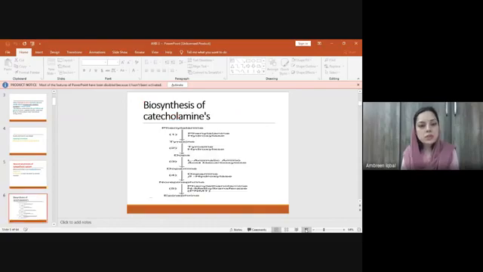Now comes the biosynthesis of catecholamines. Catecholamines are derived from a compound named tyrosine. Tyrosine is converted to dopa, then dopamine, and then noradrenaline and adrenaline. There are certain enzymes that act on every step: tyrosine hydroxylase, dopa decarboxylase, dopamine beta hydroxylase, and PNMT. PNMT stands for phenylethanolamine N-methyltransferase.